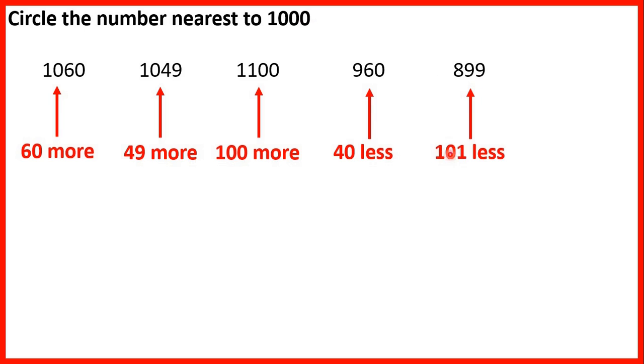We could add 101 to 899 to make 1000. Now, because we want the number nearest, it doesn't matter whether the number is less or more than 1000. We want the number with the smallest difference. So 960 is the number nearest to 1000 because it only has a difference of 40, and all of our other numbers have a difference of more than 40.